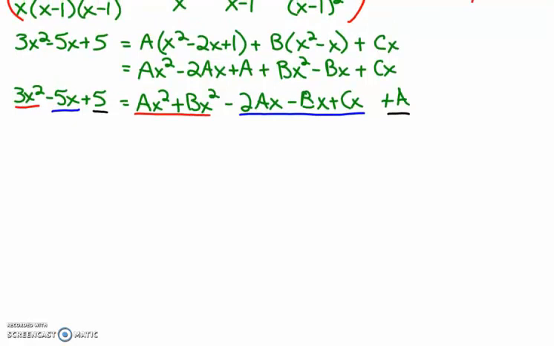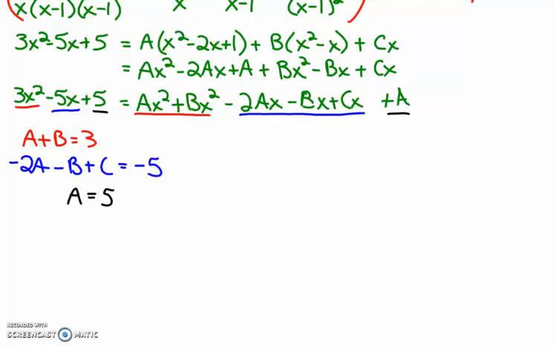All right, now we know that a plus b equals 3, and that came from the x squareds. We also know that negative 2a minus b plus c equals negative 5. And then we also know that a equals 5.